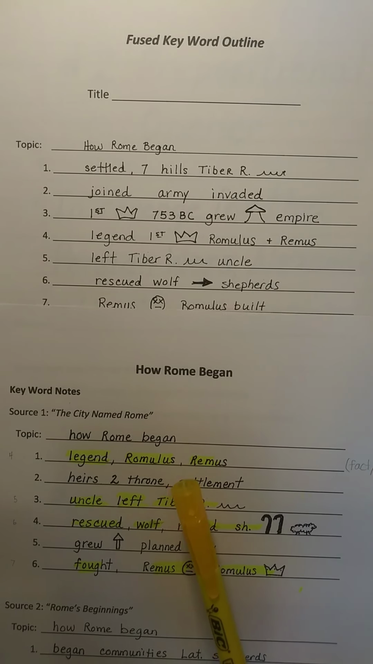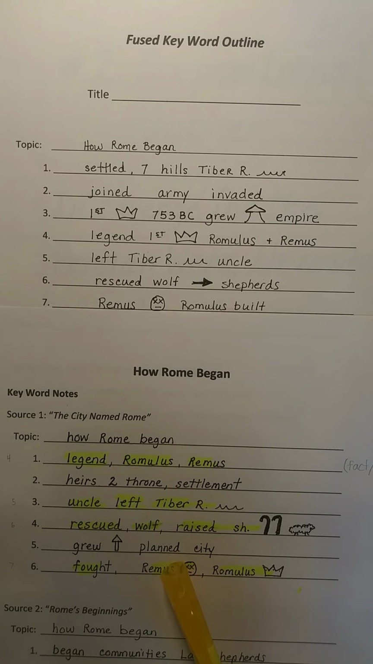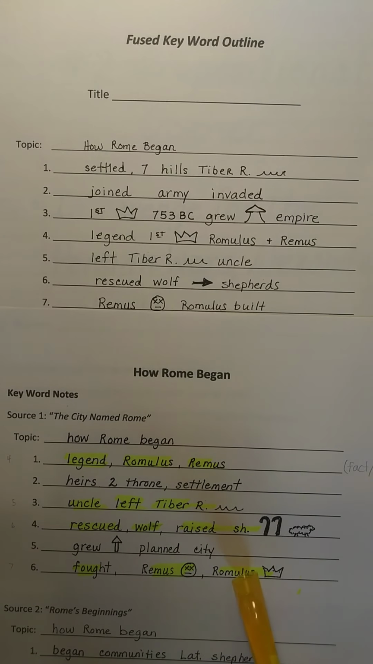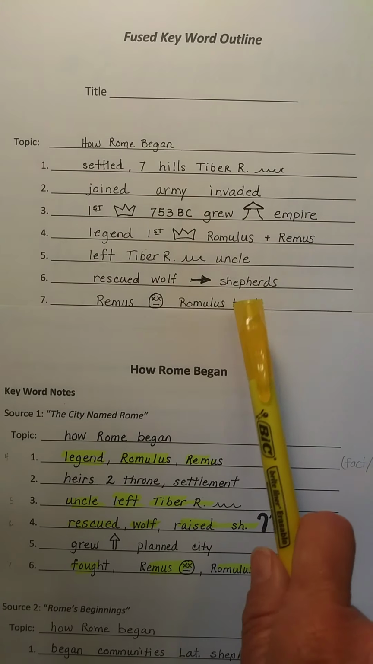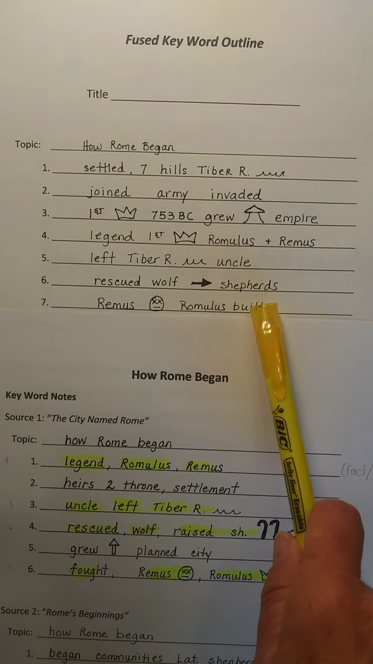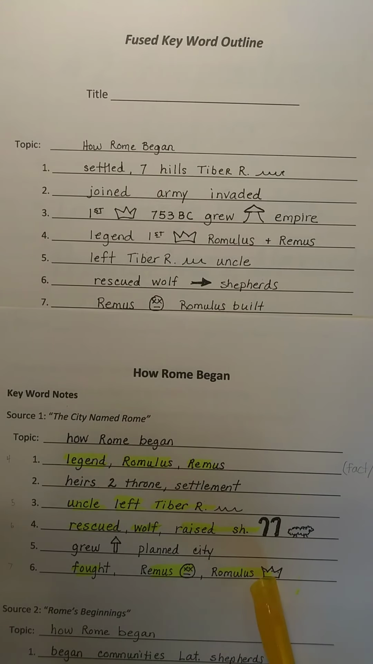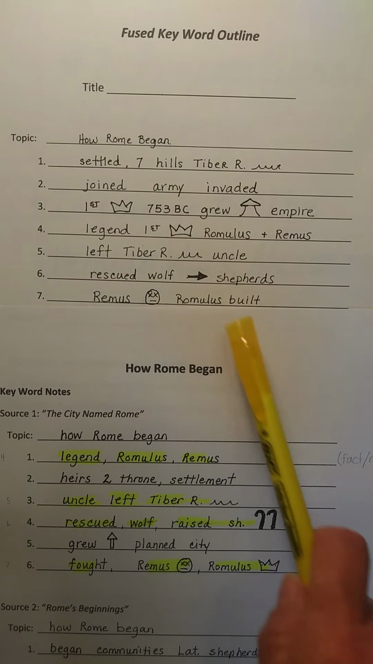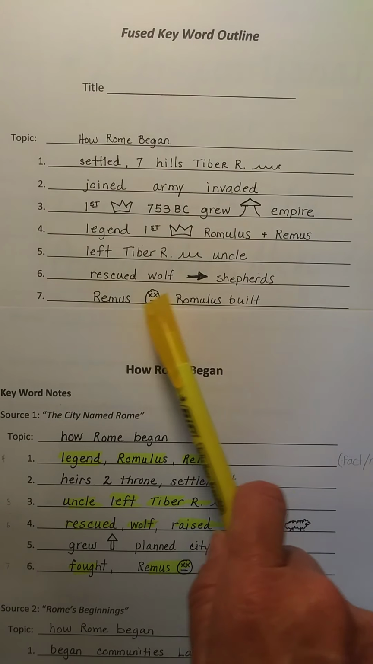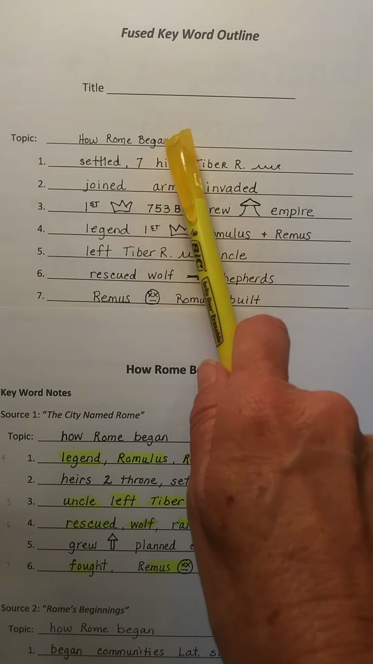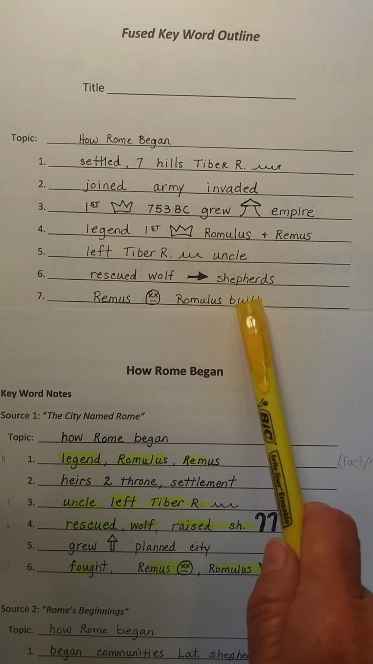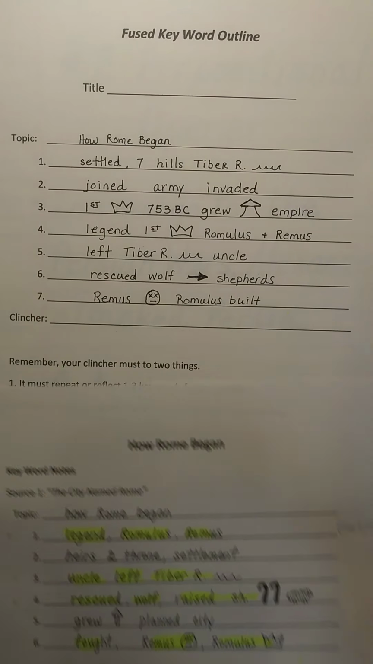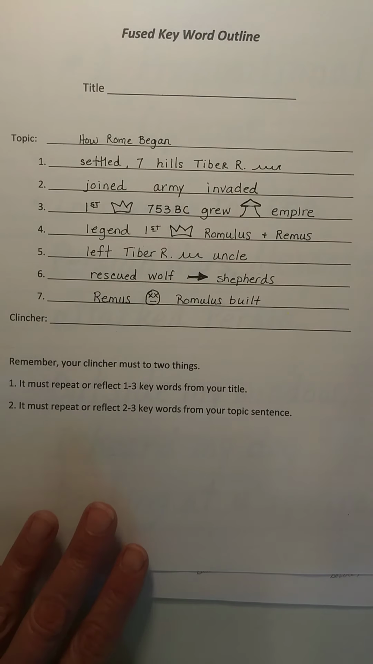And lastly, I'm going to mention that they fought and Remus died and Romulus ended up being the one who built the city. Okay, so I'm not going to mention that he was the king because I've already mentioned that twice here. But this kind of brings it all back around to how Rome began, that he ended up building the city. Okay, so this is my fused keyword outline.